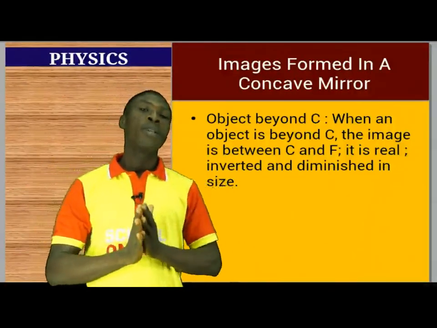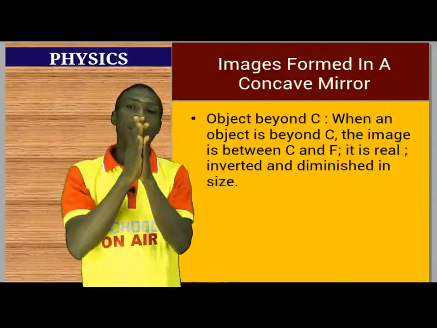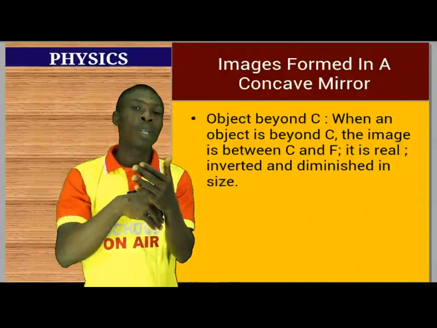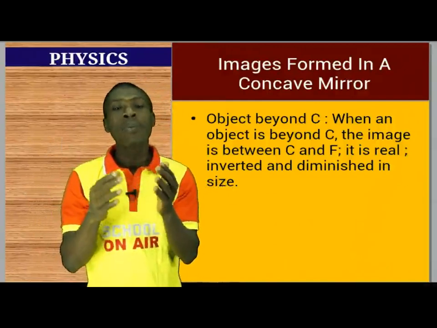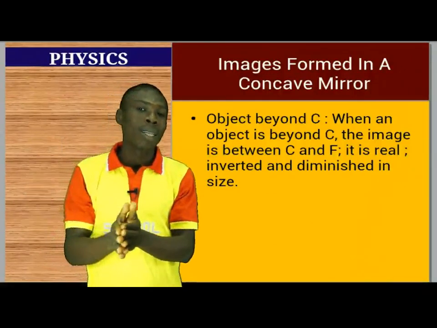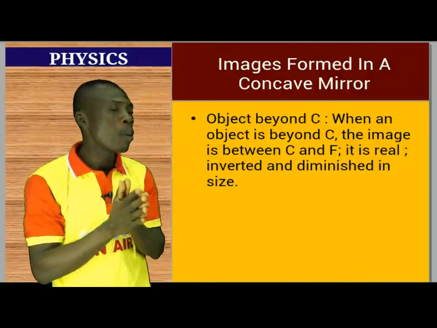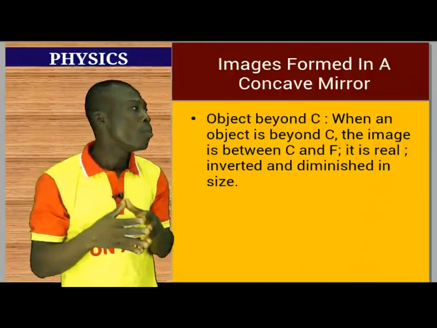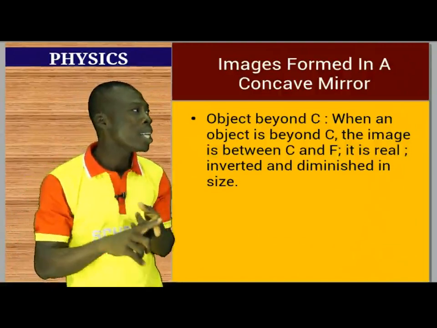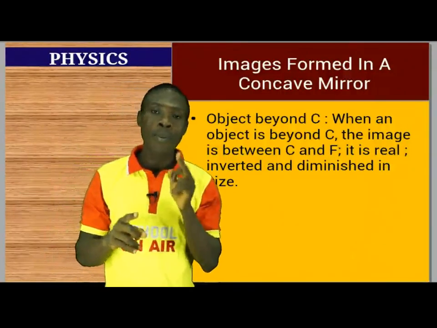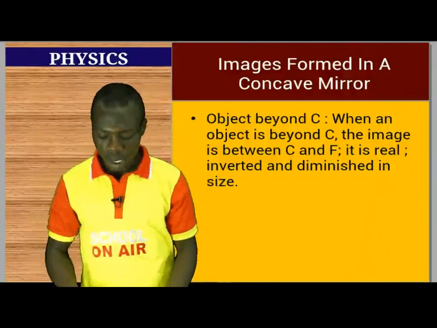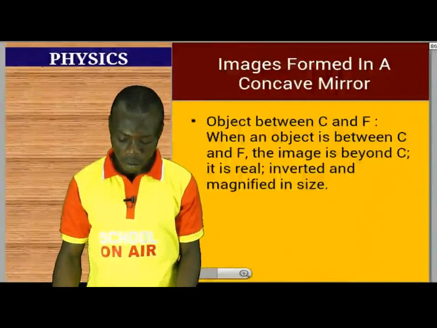That is, if the object is upright, the image you are getting in the mirror will be upside down. It's inverted. And apart from that, the image becomes smaller. It is diminished. So when you have an object placed beyond C, that is beyond the center of curvature, the image you will have will be inverted and diminished. But of course, the image is always real, and you will see the image being formed between C and F.